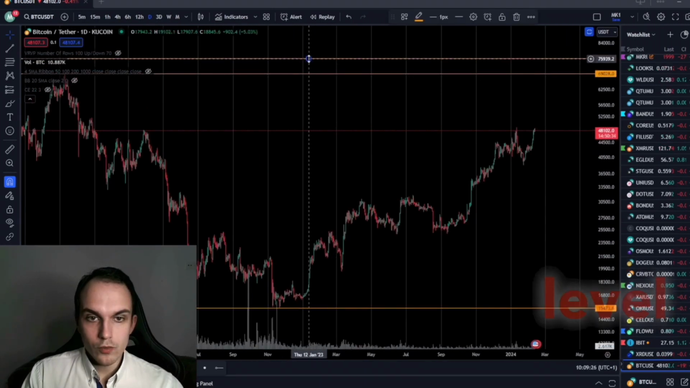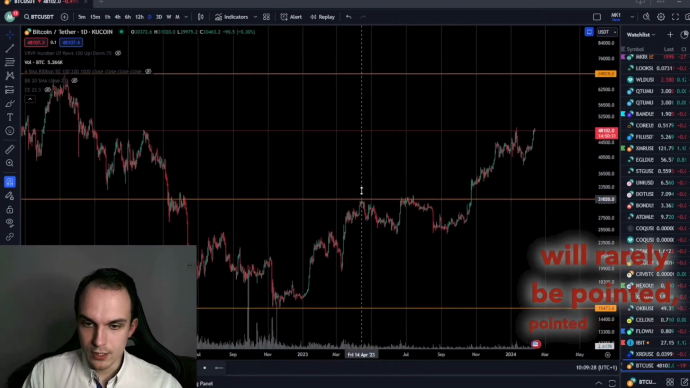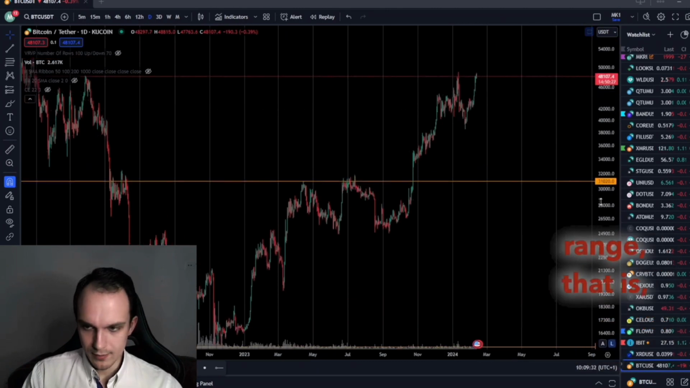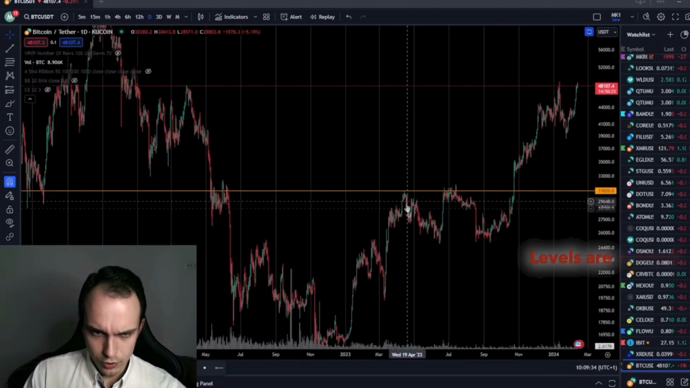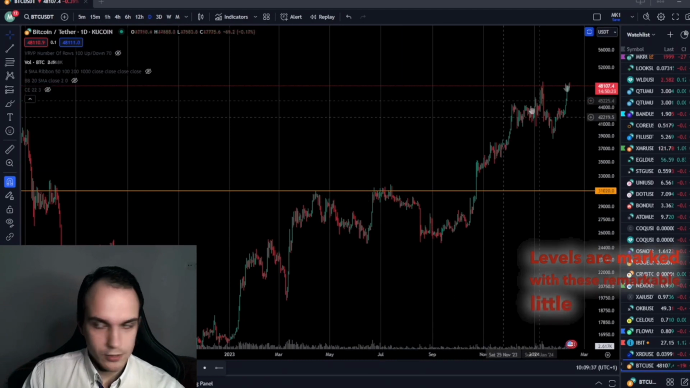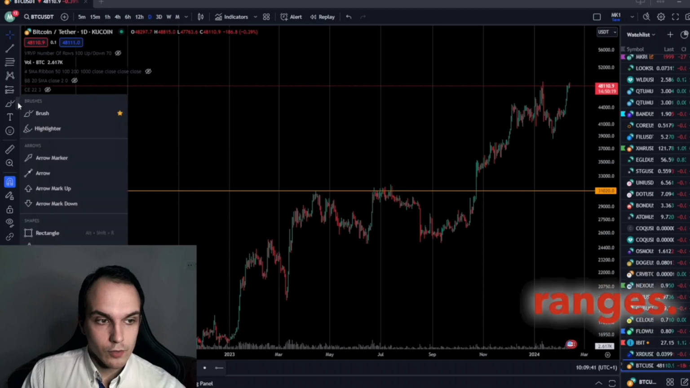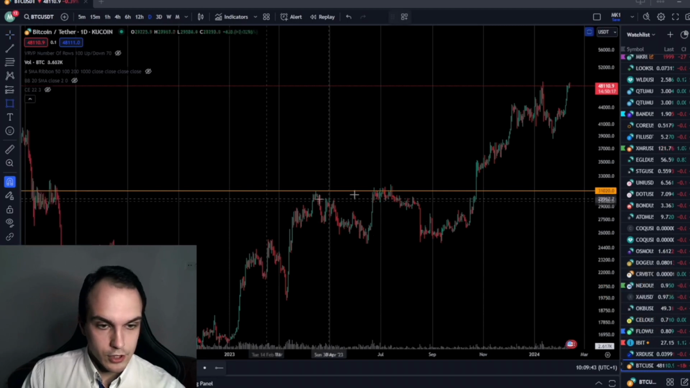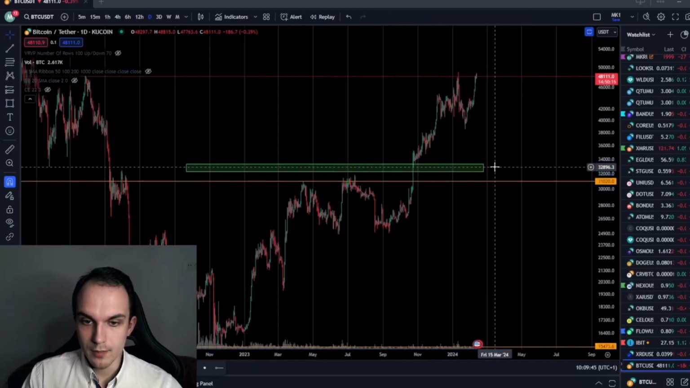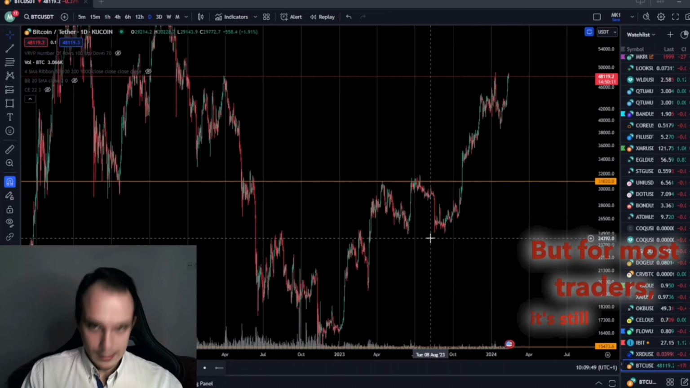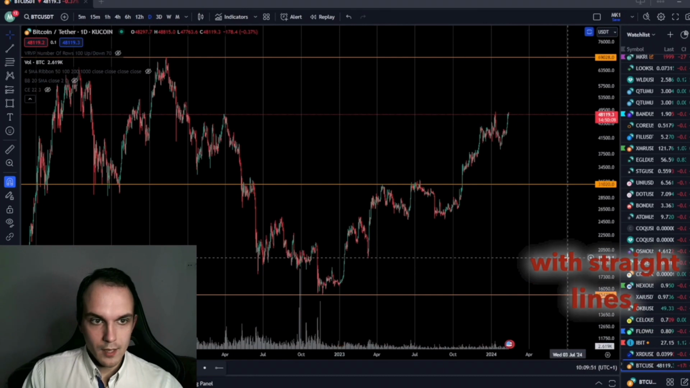Of course, the level will rarely be pinpoint exact. No, it will be a small range. Some people mark levels with small rectangles, that is, with ranges, narrow ones, but still ranges. But for most traders, it's still customary to mark levels with straight lines.